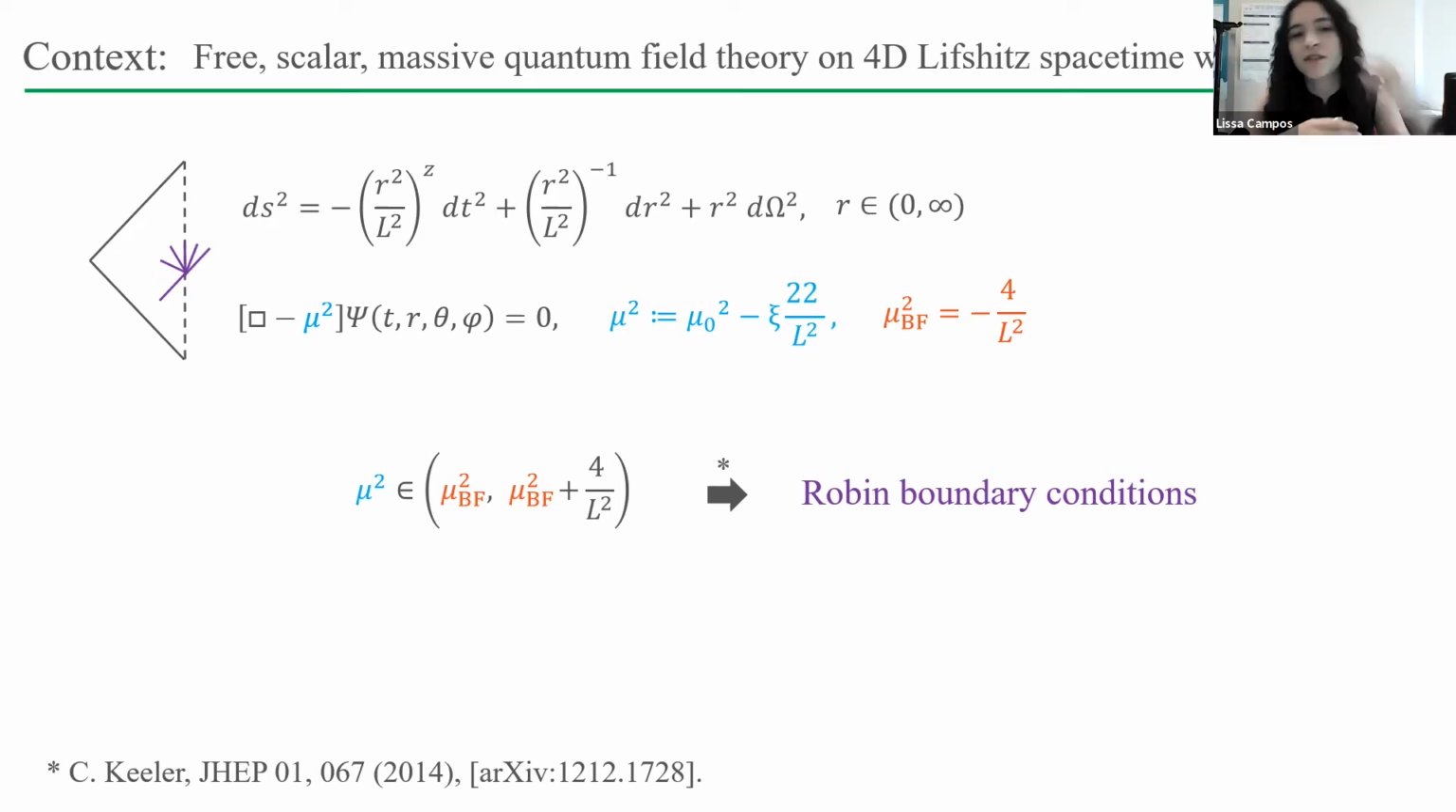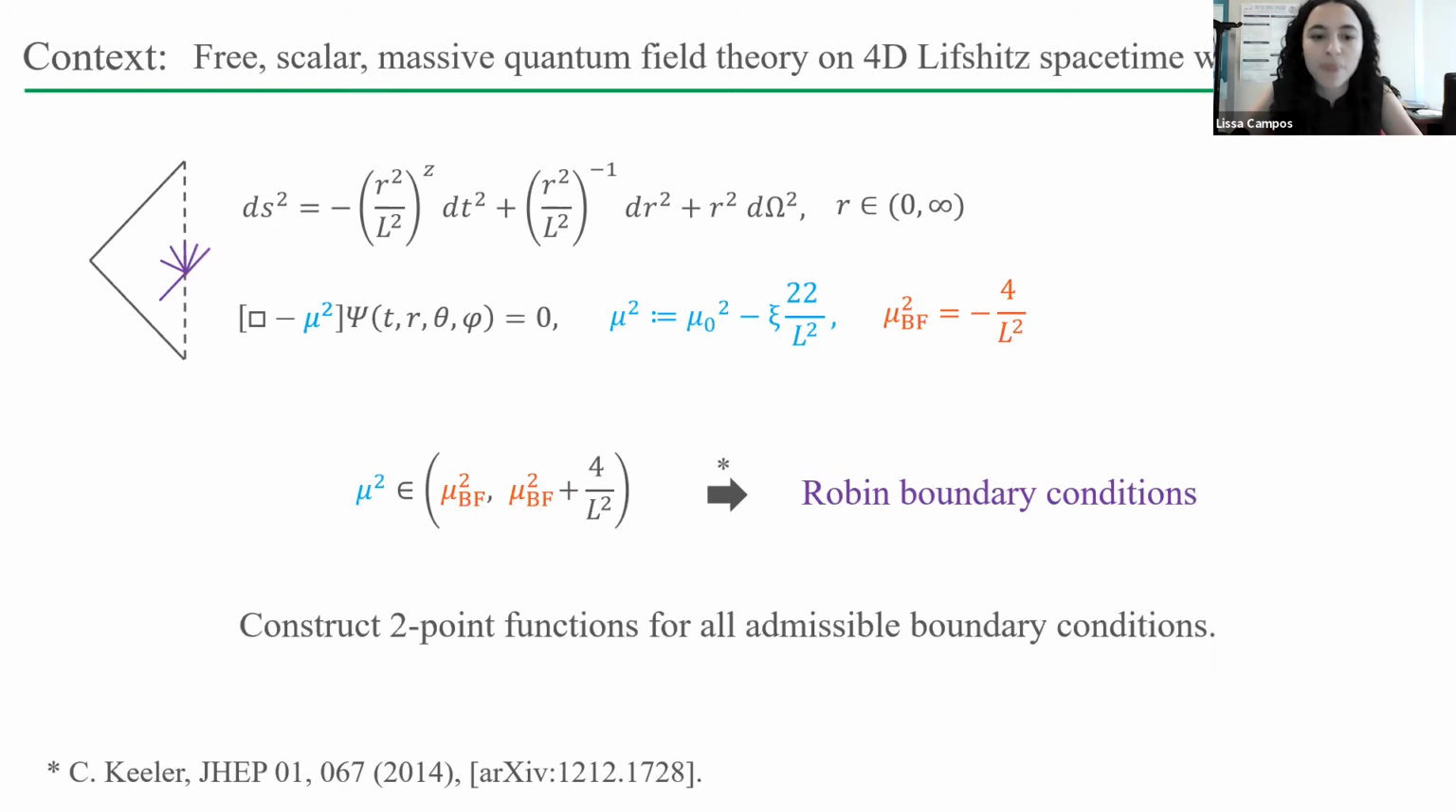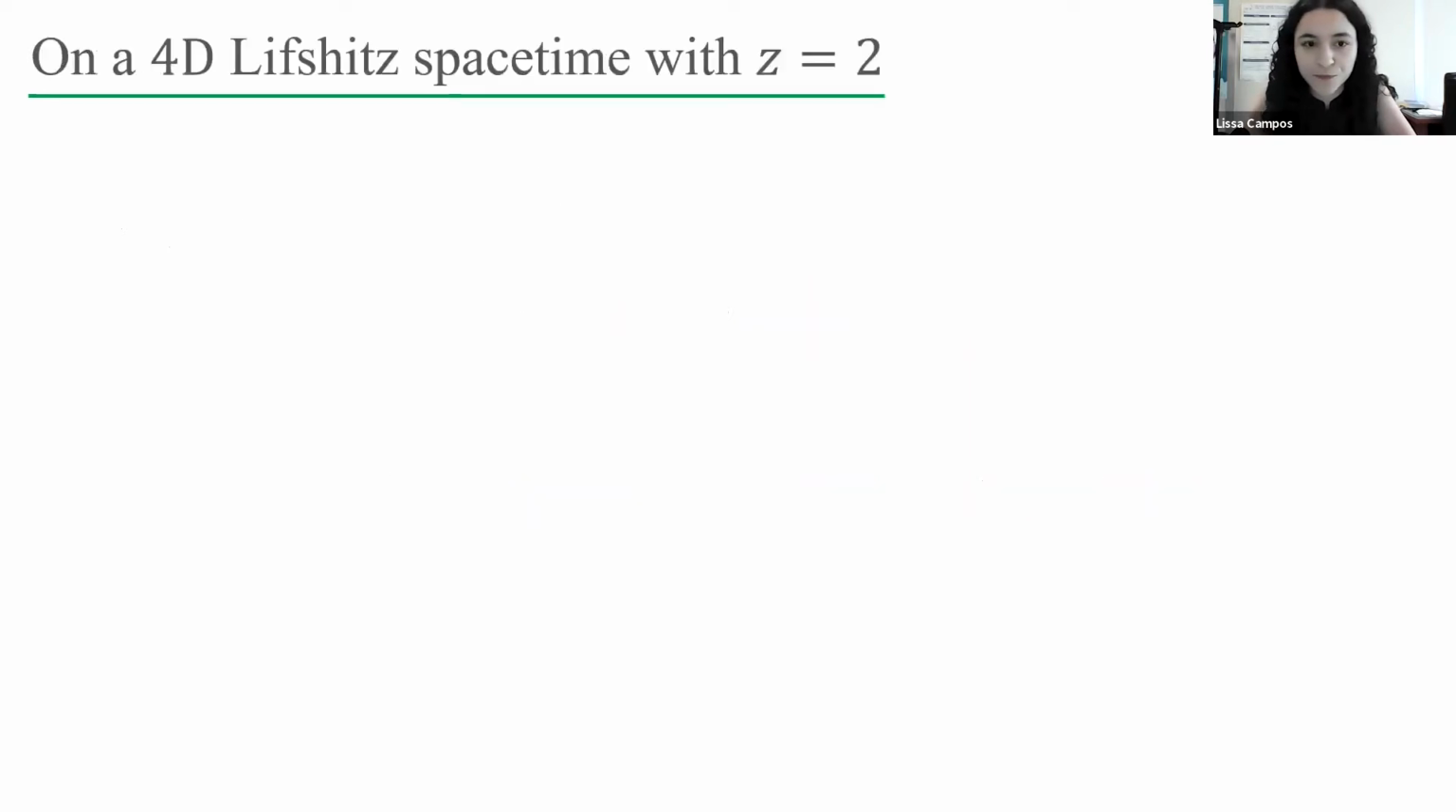But sometimes, such as in this case, when we're dealing with quantum field theory on curved spacetimes, we can't actually choose just using physics. The point here is I want to show how we can construct 2-point functions for all admissible boundary conditions. Among these Robin boundary conditions, some of them yield physically sensible evolutions, but it's still not unique in the end.